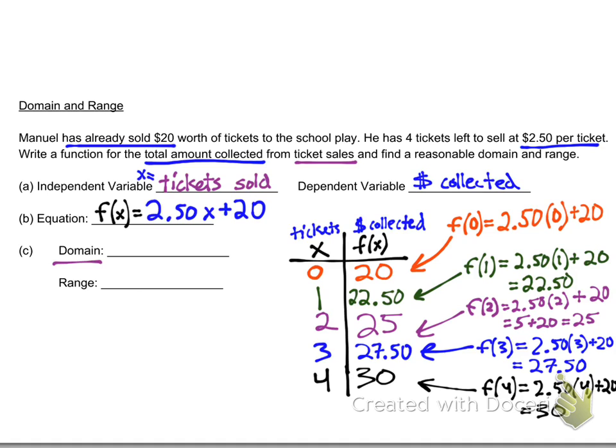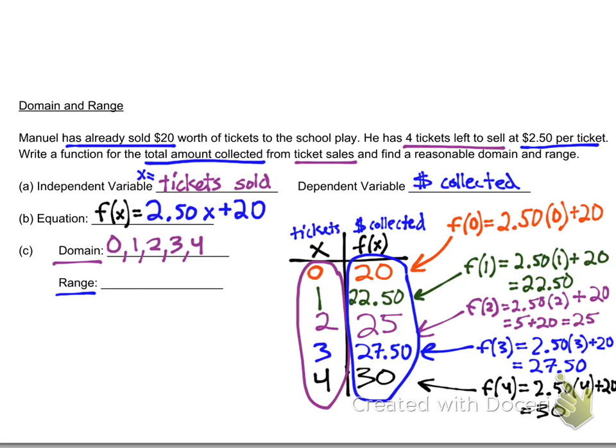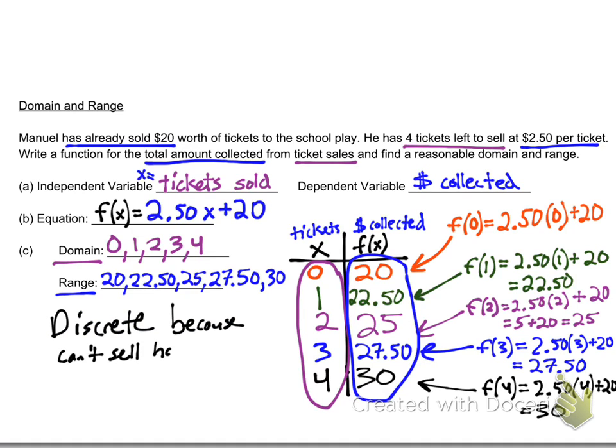Now, why did I end at 4? Well, he said he had 4 tickets left to sell, so he doesn't have 5 tickets to sell. He could have sold 0, 1, 2, 3, or 4 tickets. So the domain, the possible inputs, are 0, 1, 2, 3, and 4. The range are these values on the right here, the possible amount of money he collected: 20, 22.50, 25, 27.50, and 30. Now the reason that these are separate numbers is because this is a discrete function.